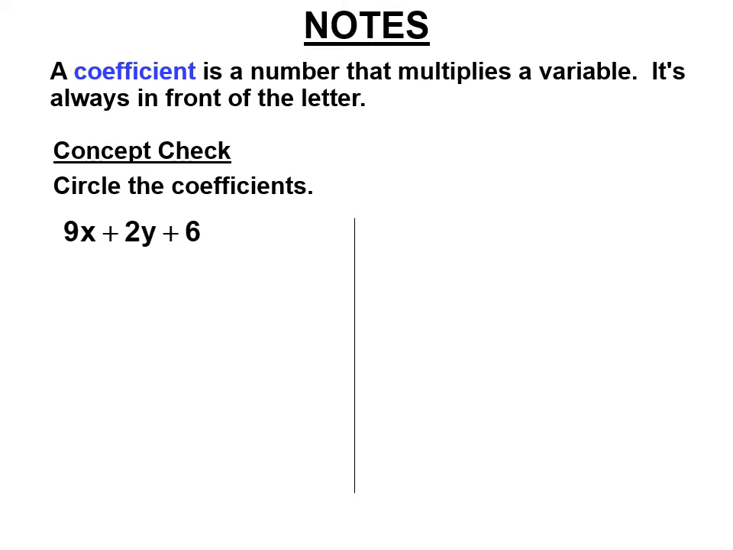All right, so coefficient, most important vocabulary word of the year. The coefficient is the number that multiplies a variable. It's always in front of the letter, always. So circle the coefficients here. 9 is a coefficient, x is the variable. And 9 is a coefficient. y is a variable, 2 is a coefficient. So those are called coefficients, I don't need to rewrite it, it's right above it. And so these are both coefficients.